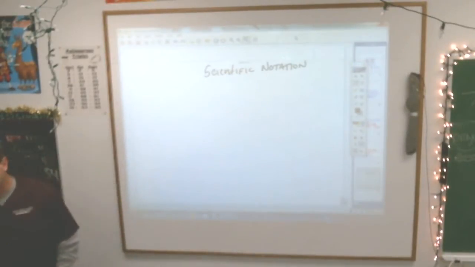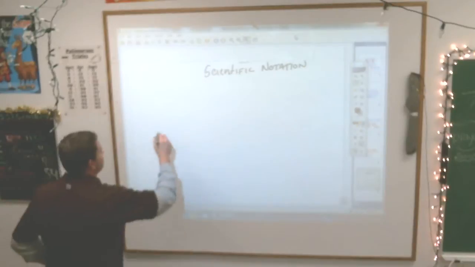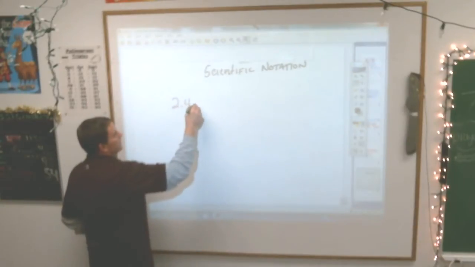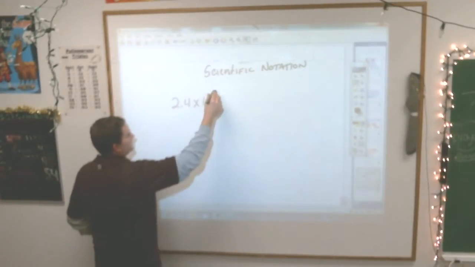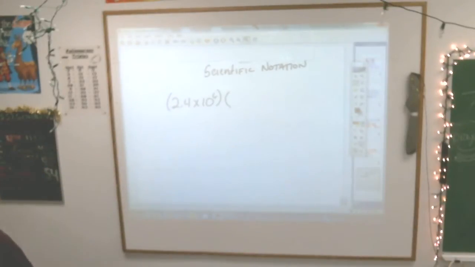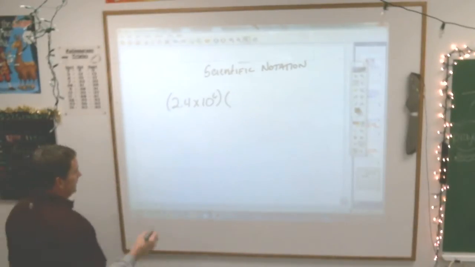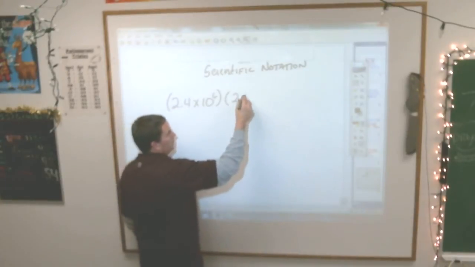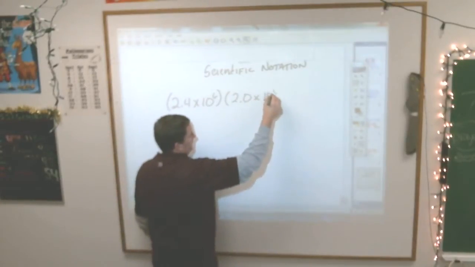If you're given this problem here, children, and maybe you'll understand this when we do this here, if you have 2.4 times 10 to the 6th, and you're multiplying that by 2 times 10 to the 5th, 2.0 times 10 to the 5th.